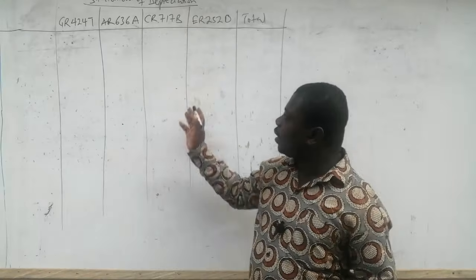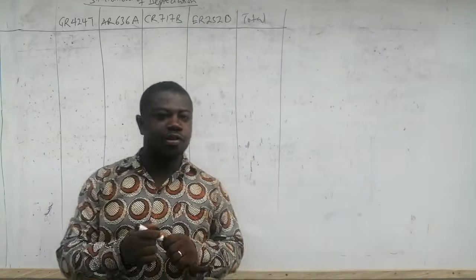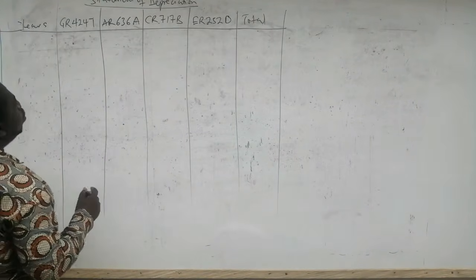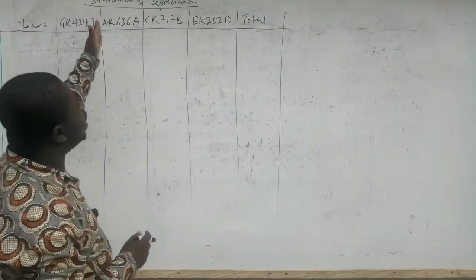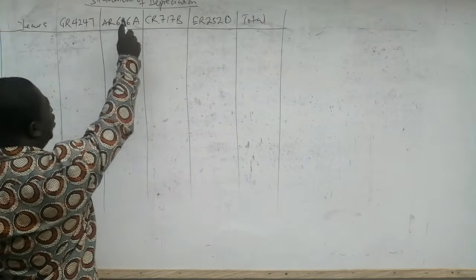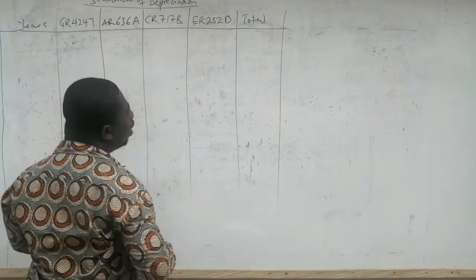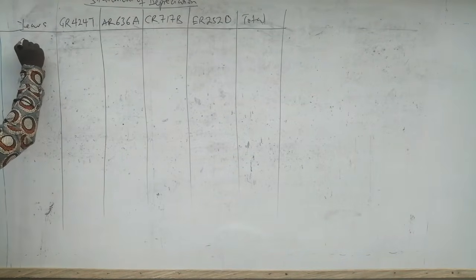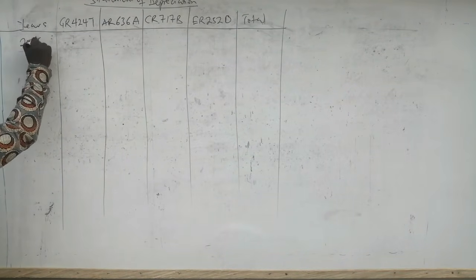Okay, so this is the outlay of the statement of depreciation, and I'm going to call this column years. I have put the asset numbers in each of the columns. So these are assets JR, AR, CR, and ER, and that is the total. And then I'm going to put the number of years here. So the first year is 2015.